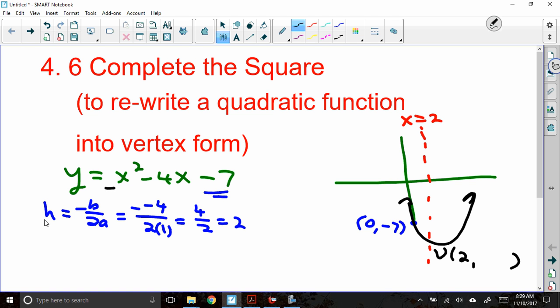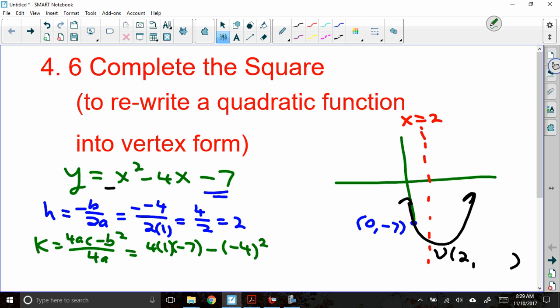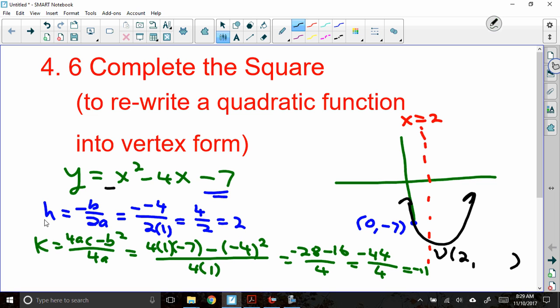So my k value, we had a couple different ways to get the k value. There was that one big formula. Remember that? K is 4ac minus b squared all over 4a. So that's 4 times 1 times negative 7 minus negative 4 squared, and that's all over 4 times 1. So that's negative 28 minus 16 all over 4. So that's negative 44 over 4, which is negative 11.